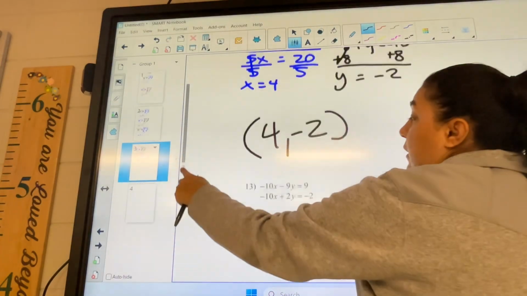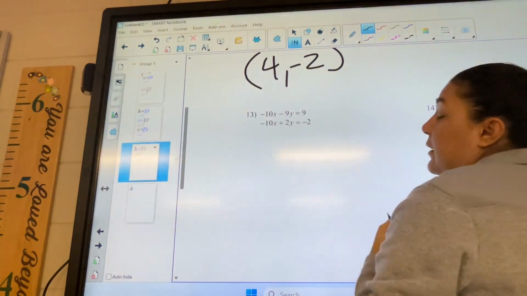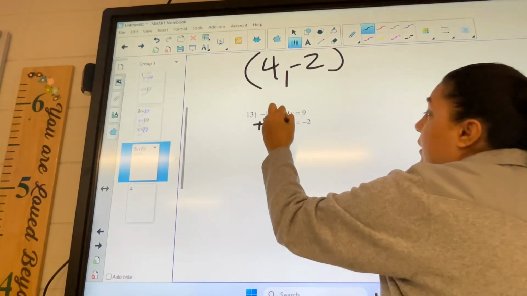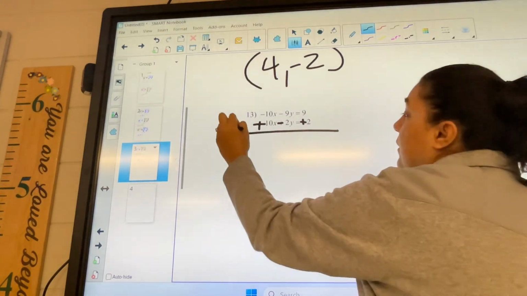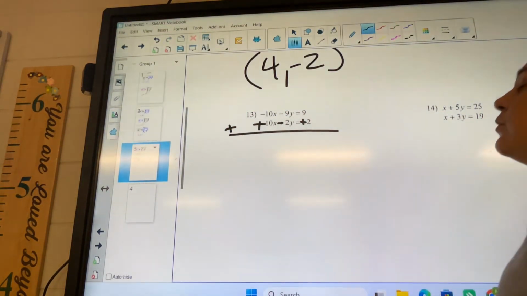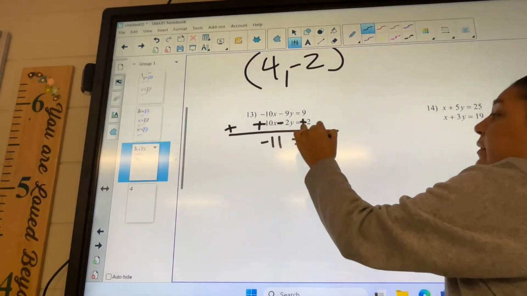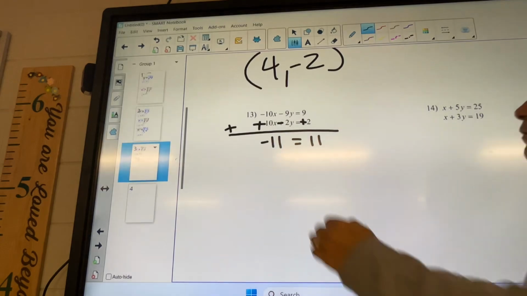Okay, 13. The x's are going to cancel. We can see that they're the same. However, the signs are the same, so we need to change. So we're going to say plus, minus, and a plus. Okay, the x's will cancel. I'm going to get a negative 11 for the y and a positive 11 for the other side. I forgot the y.